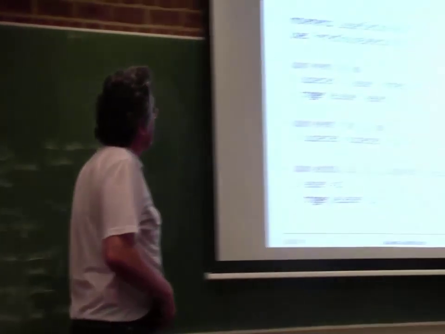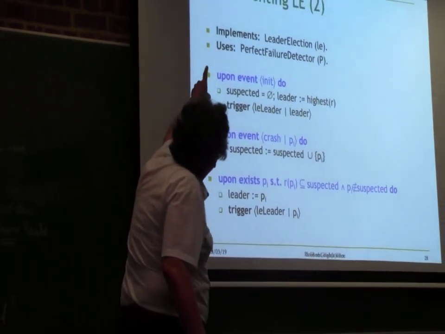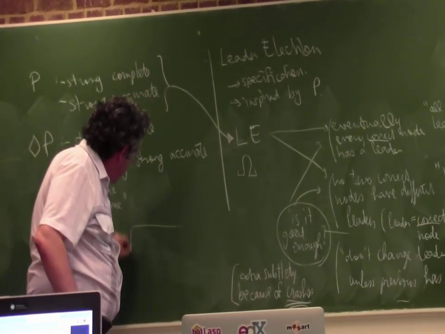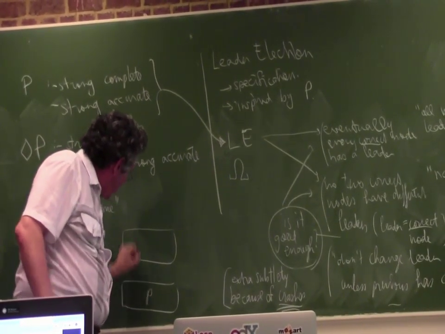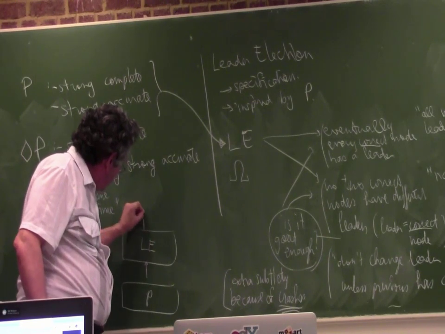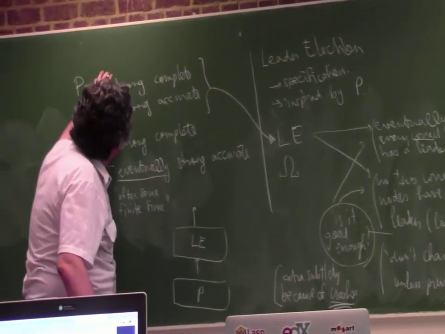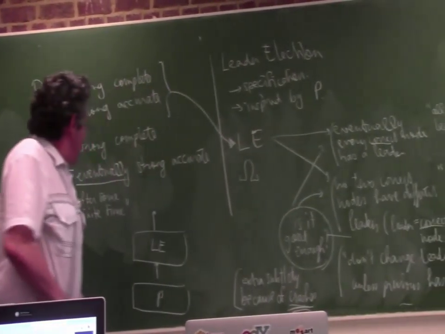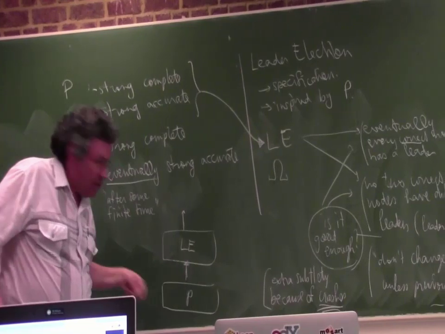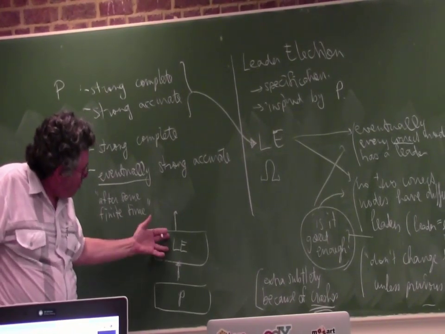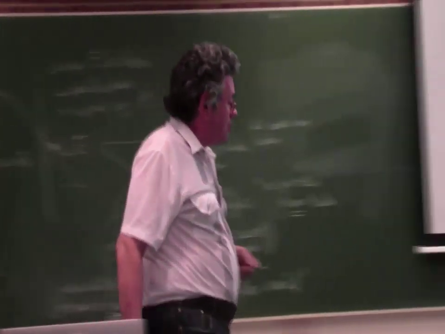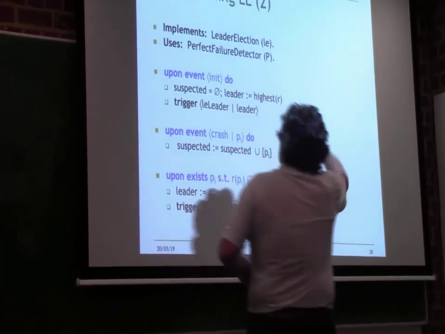So here's the code. So this is leader election. It uses perfect failure detector. So basically, we're going to build it on top of P. So the code will look like this. You have a P code, an LE code, and indications going up. Because we inspire from the specification of P to get the specification of LE, it means that in many cases we can also build LE on top of P, okay?